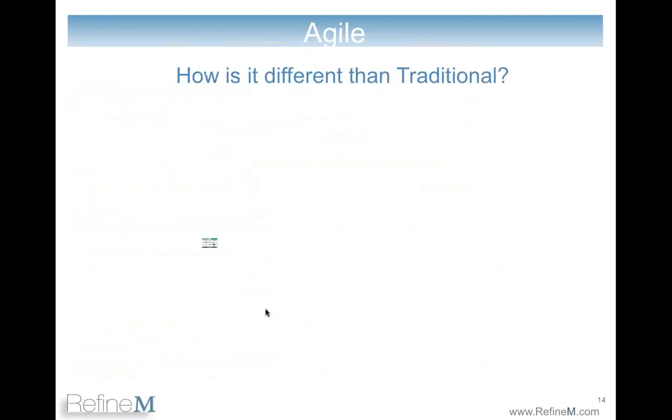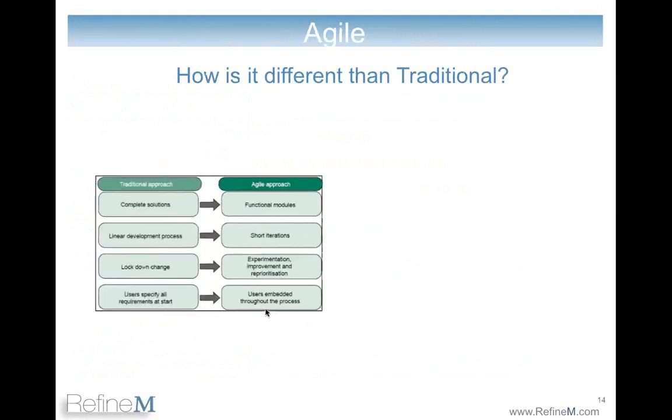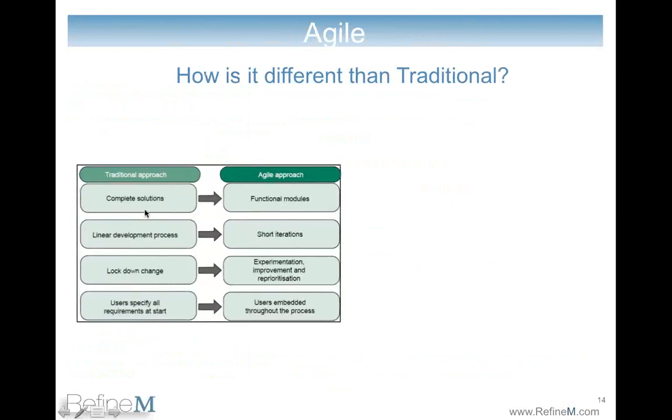It is different than traditional. In traditional, you deliver a complete solution at the end, whereas in Agile, you deliver functional modules or functions at the end of each iteration. It's a linear development, as we saw in the Waterfall, stepwise linear development, whereas Agile has short iterations.